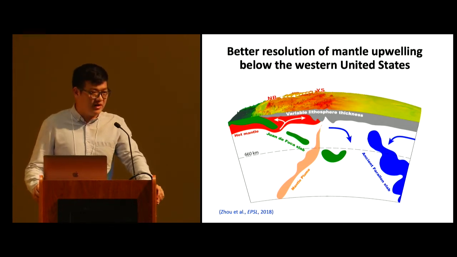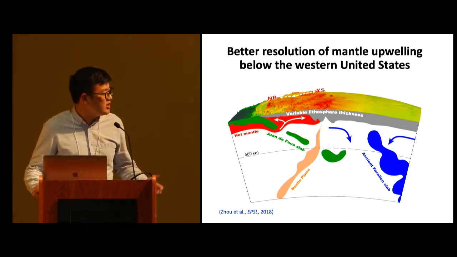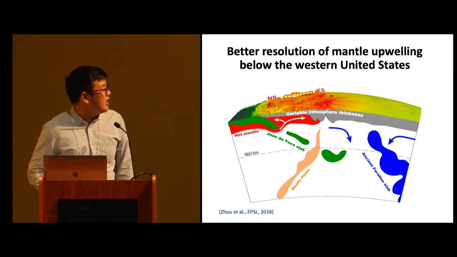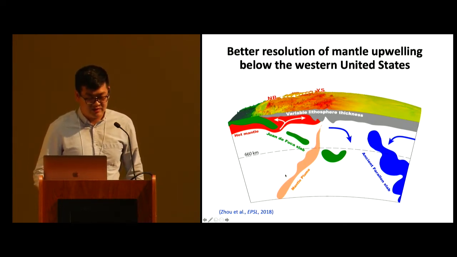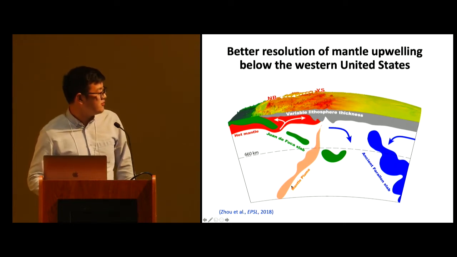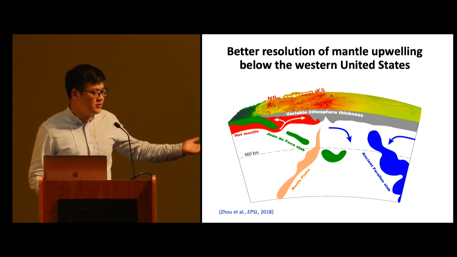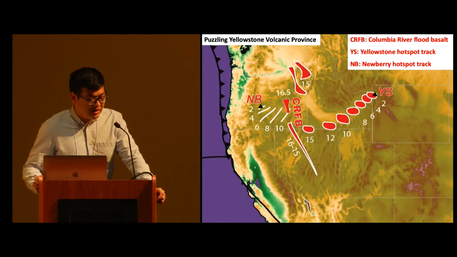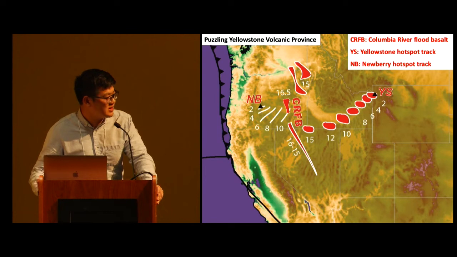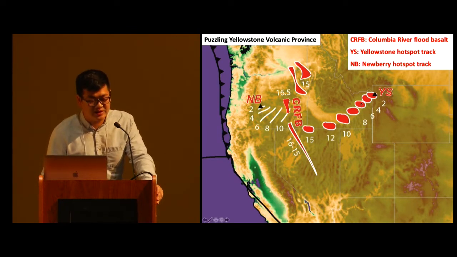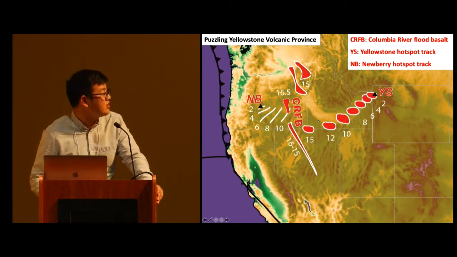From seismic tomography, seismologists tell us there is a huge amount of hot material beneath the western US, and also some hot material deep in the mantle. We are trying to find which one is the heat source for Yellowstone and all the volcanism in the western US. The most famous volcano there is Yellowstone, and there are also two hotspot tracks, and a large area covered by flood basalt called the Columbia River basalt.